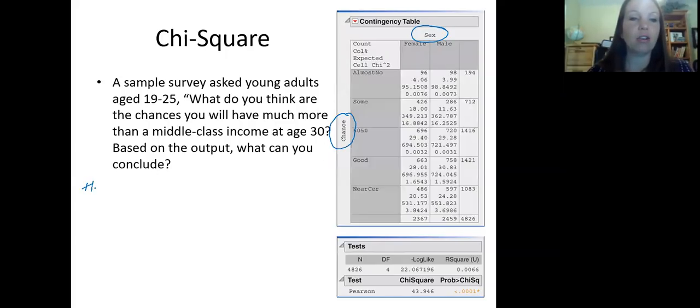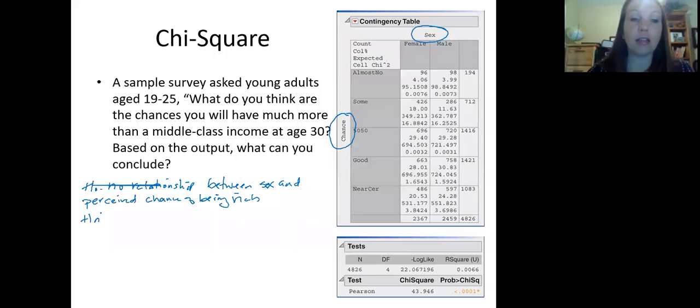So if I did that, then the null hypothesis would be no relationship between sex and perceived chances of being rich by age 30. And the alternative hypothesis is that there is a relationship between sex and perceived chance of being rich. So there is a relationship.